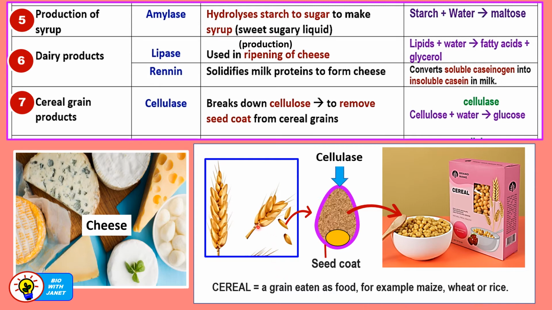So if you look at the wheat, right, the seed of the wheat plant has a tough seed coat, a purple layer here, that needs to be broken down when we are producing the cereals. All right, so cellulase is added to break down this tough seed coat because the cellulase can digest the cellulose in the seed coat to form glucose. That way the seed coat is removed in the processing of the cereals to make the cereal products.